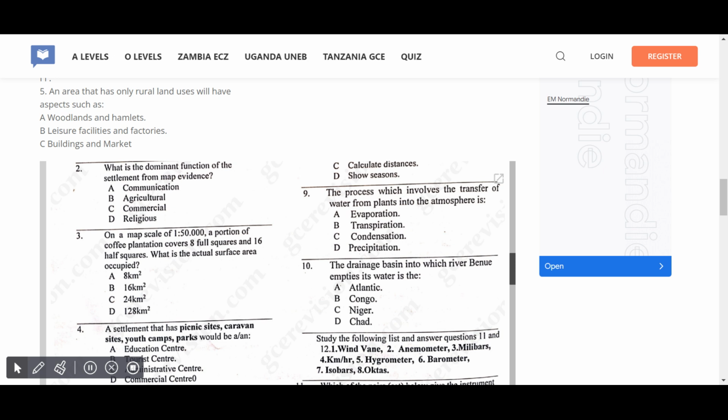The process which involves the transfer of water from plants into the atmosphere is. The answer is B, transpiration. Question 10.